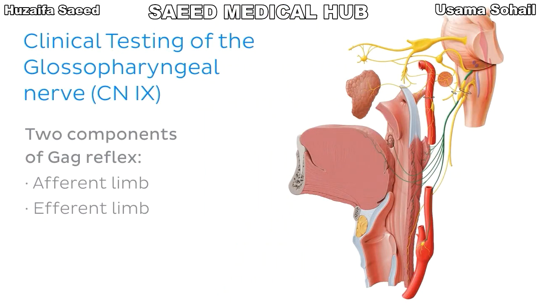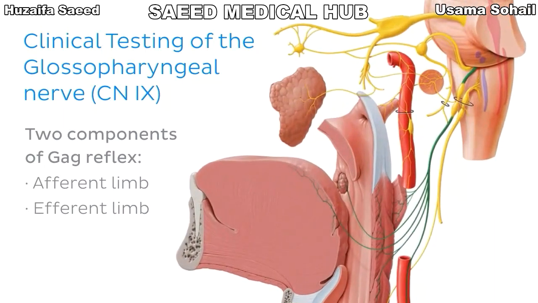The afferent limb, or sensory limb, is formed by the glossopharyngeal nerve, which transmits the touch signals back to your brainstem, where they synapse with axons of the vagus nerve to form then the efferent limb, or motor limb, which sends signals to the muscles of the pharynx, which causes then a person to gag.